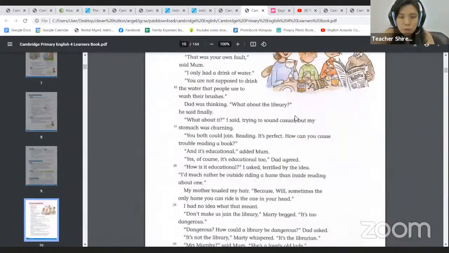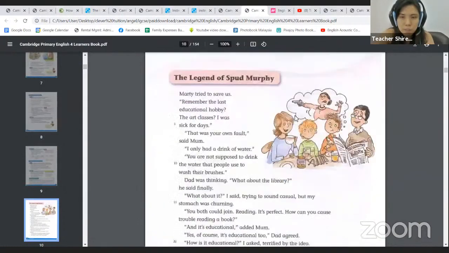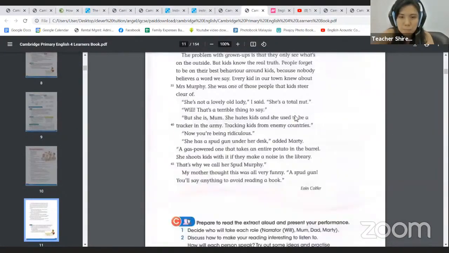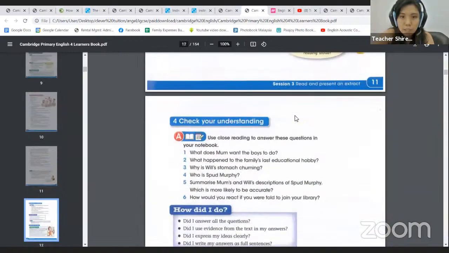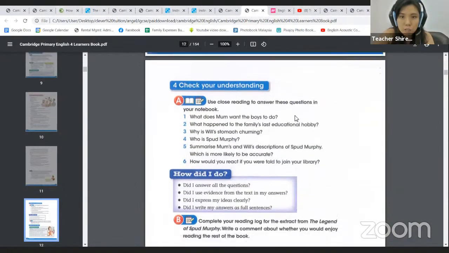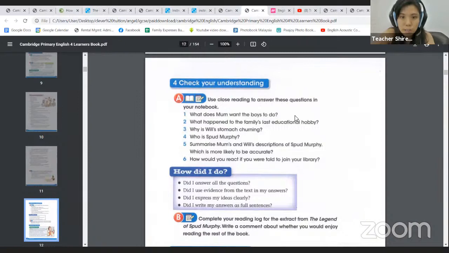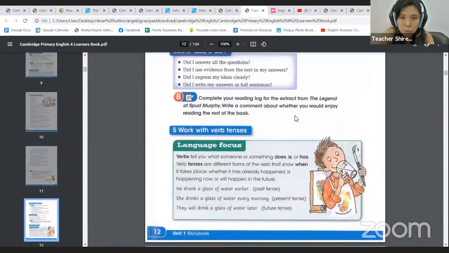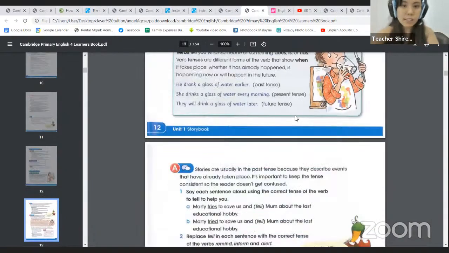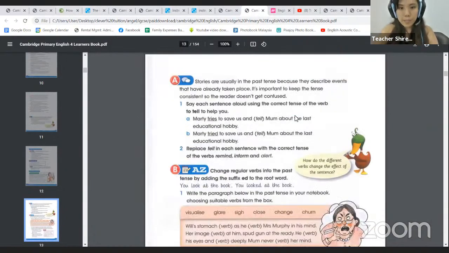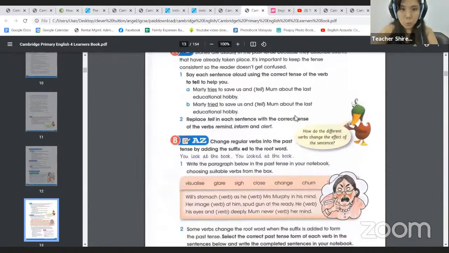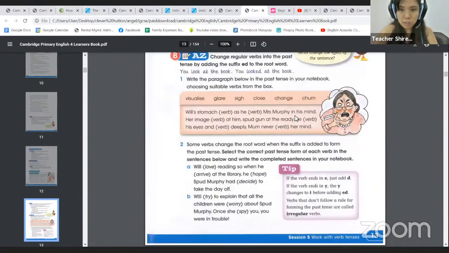Then we learned about the story of Spud Murphy, who had a spud gun kind of thing. Then we learned how to do all the verbs and the tenses. We learned about past tense, present tense, and future tenses. Then also we had learned all the past tense.